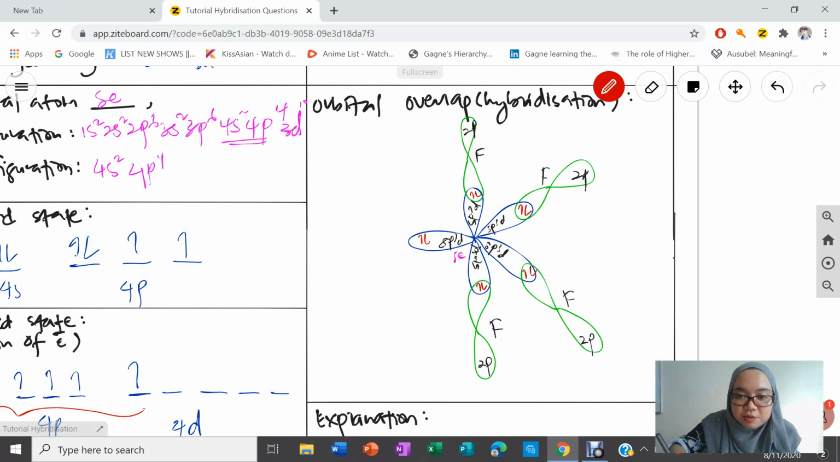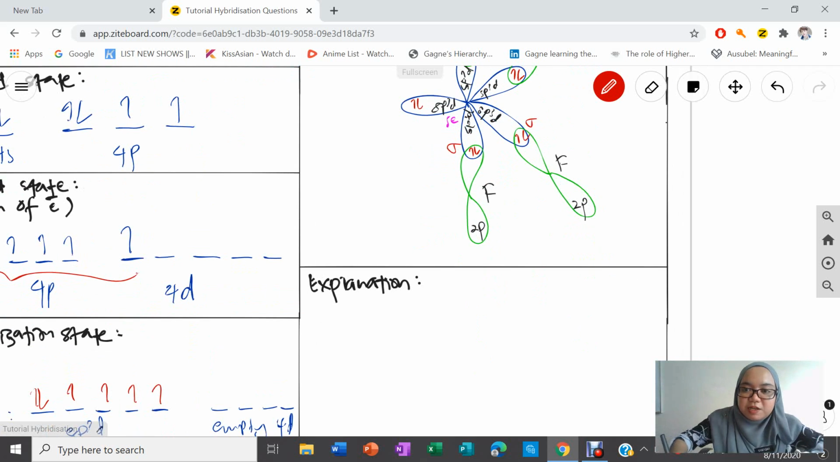Okay, so we need to label the sigma bond here. Sigma, sigma, sigma. Anything else we forgot? No, semua dah label. So now we need to explain. Okay, so for this part of explain, we need to explain how the sigma bond forms and what is the molecular geometry according to VSEPR and the bond angle.